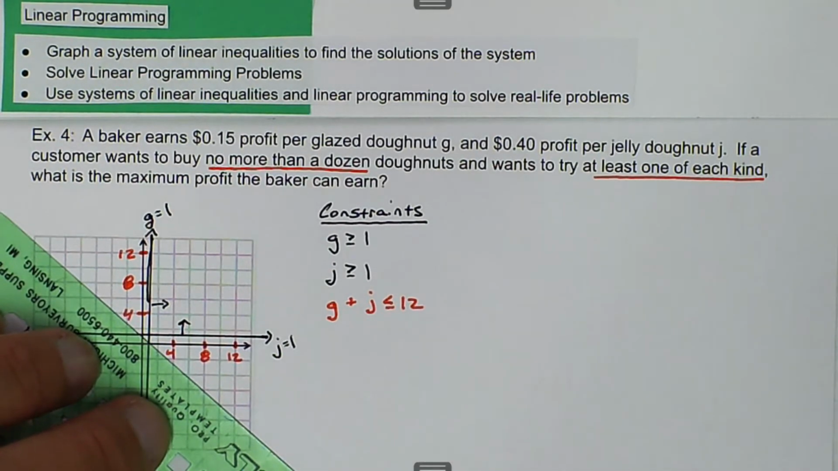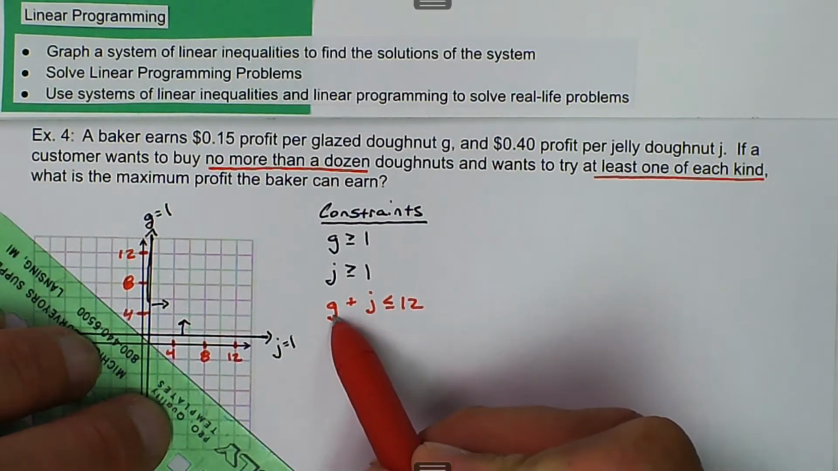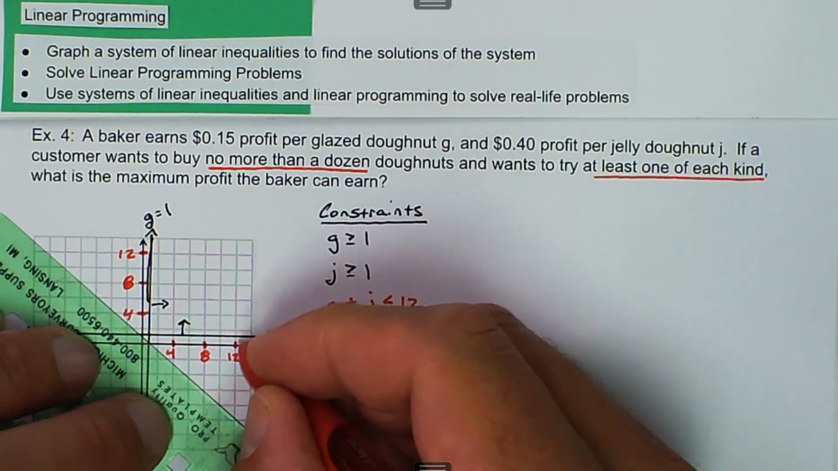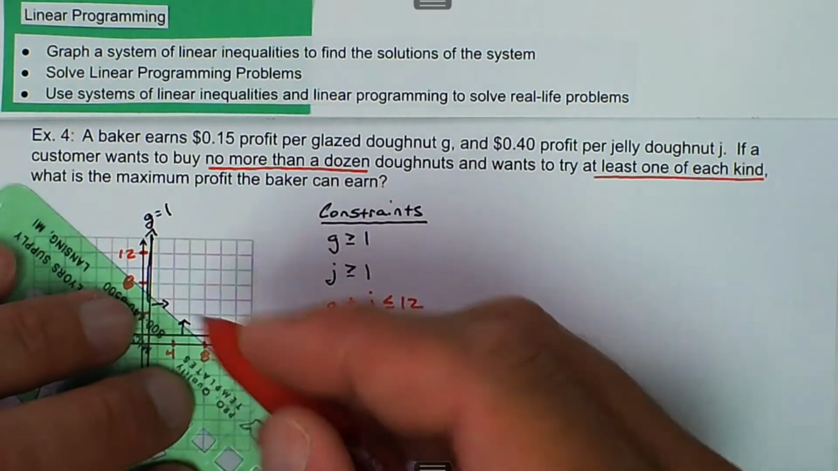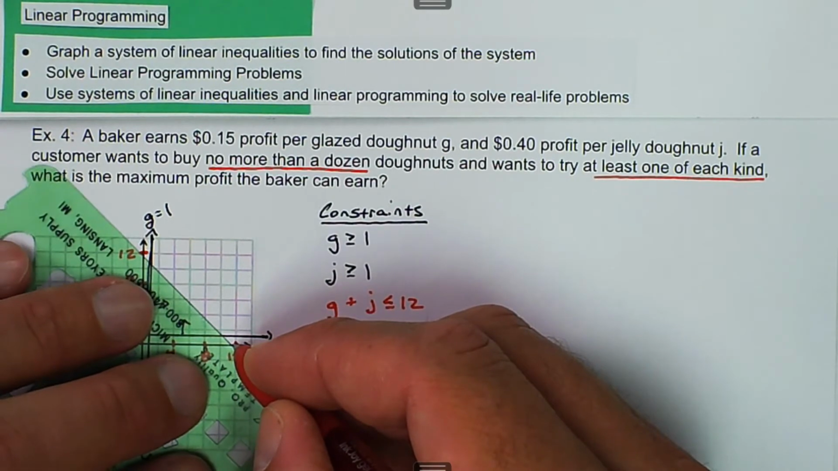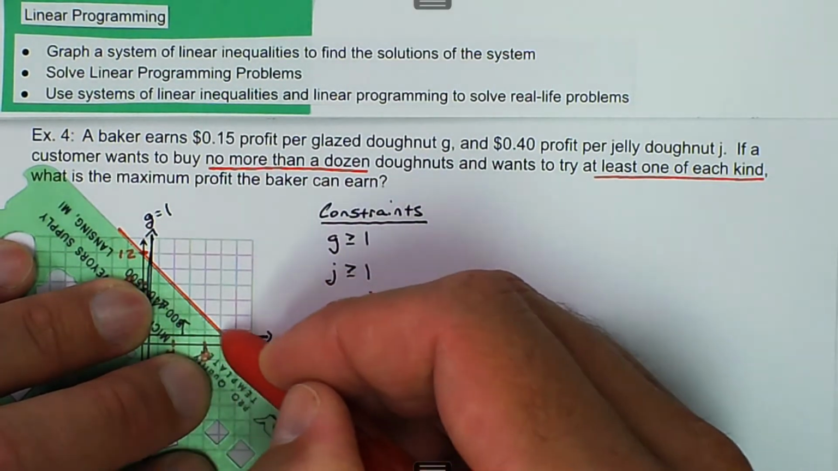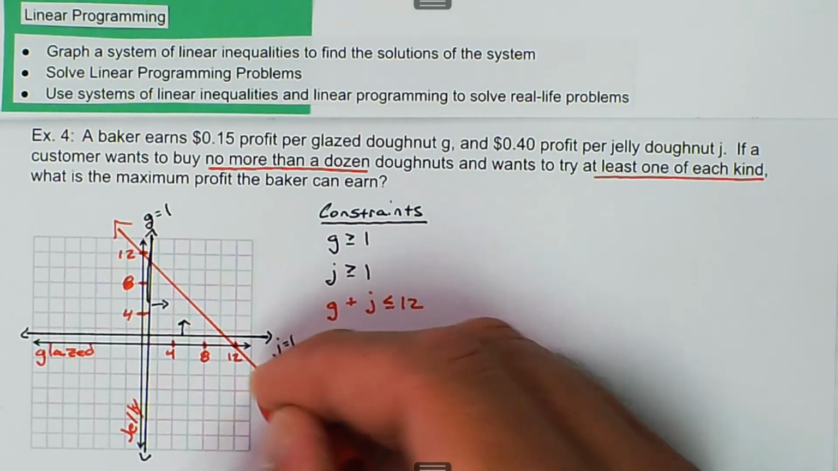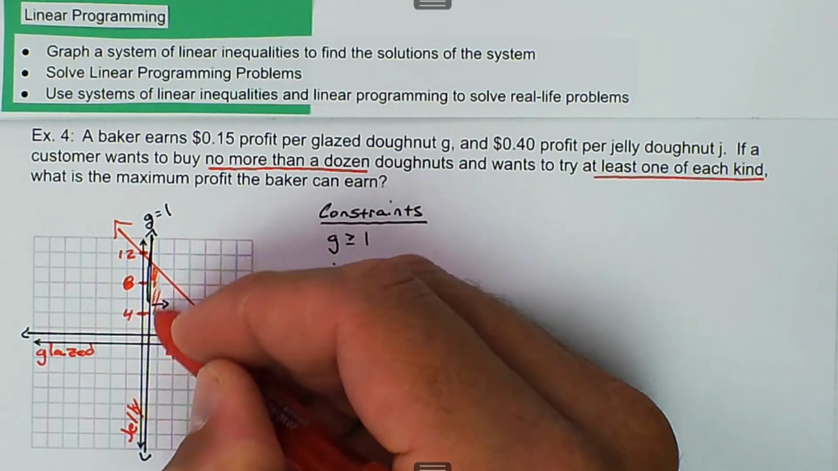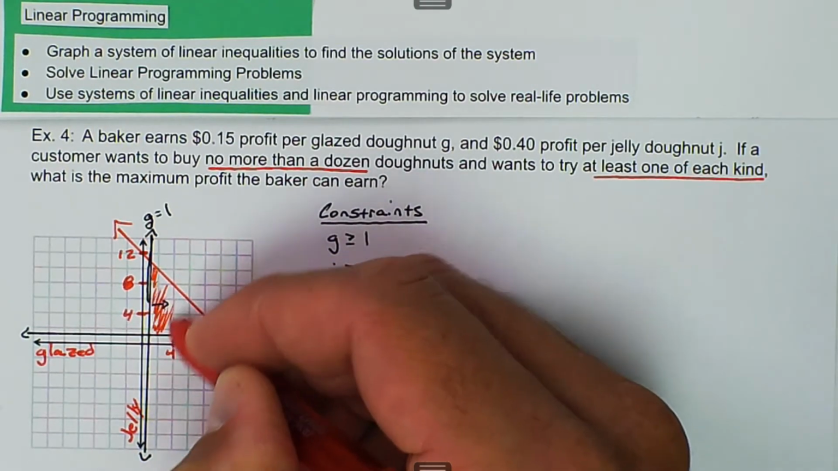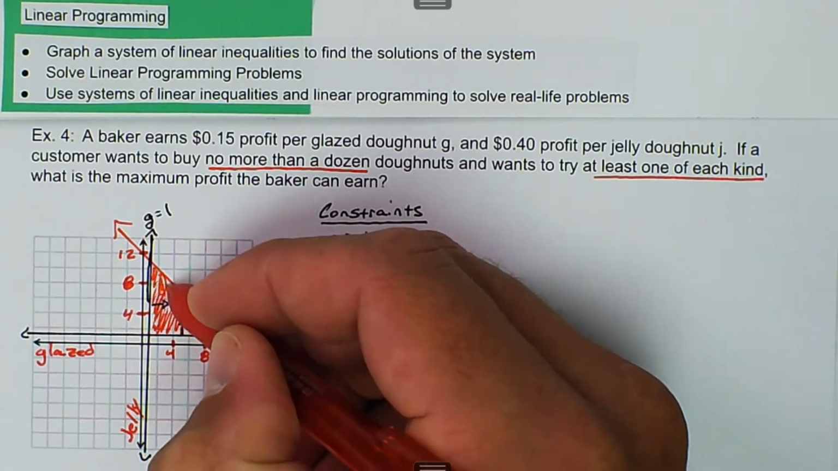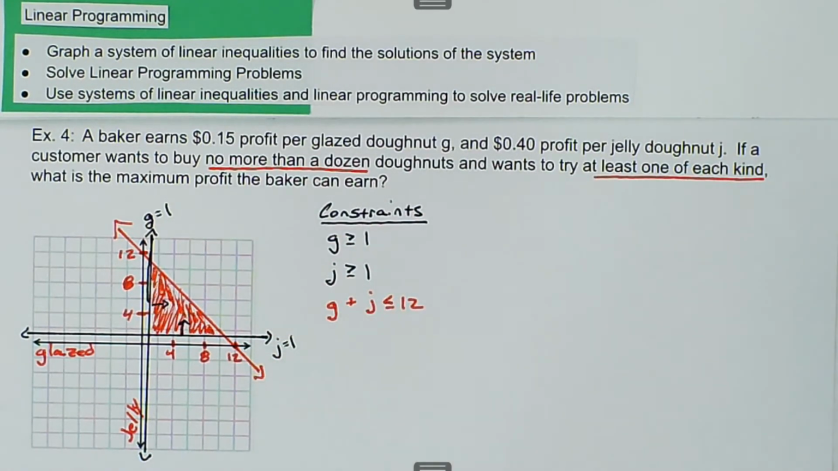And if we substitute in 0 for G, then the jelly has to be 12. If we substitute in 0 for jelly, then the glazed has to be 12. So we have our ordered pairs right there, and we can draw the line that connects them. So our feasible region is everything that's in between. So we have to buy at least 2 donuts, but we want to be less than 12.